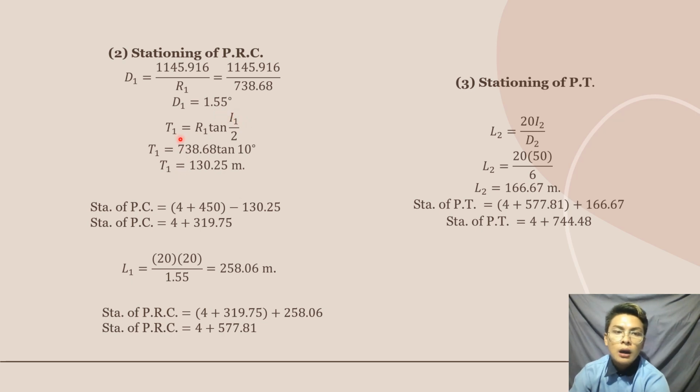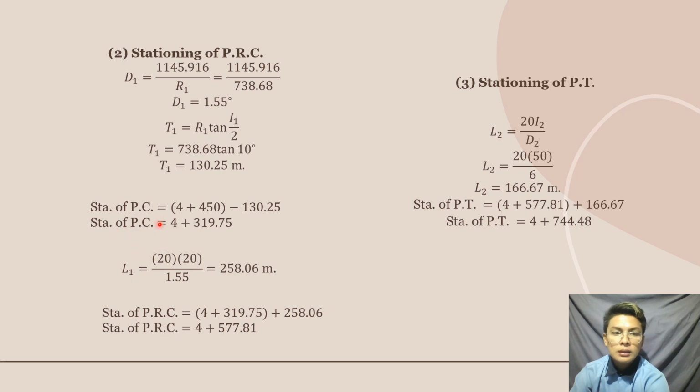To get the first tangent is by using the formula R1 tangent I1 divided by 2. So we will get the given R1 tangent 10, 20 divided by 2 is equal to 10. Then we will get T1 is equal to 130.25 meters.